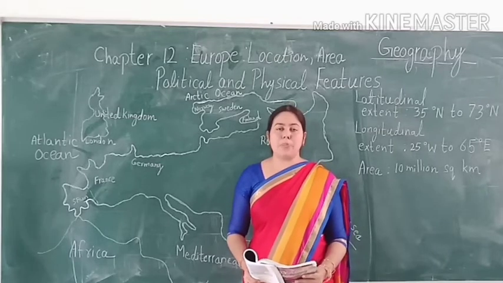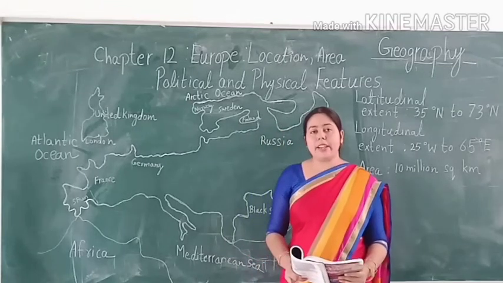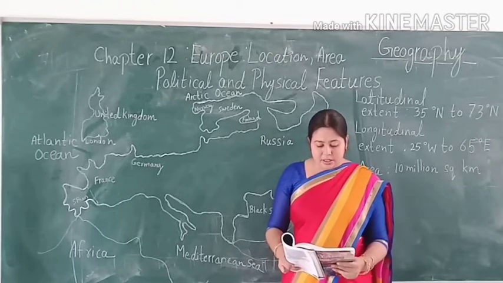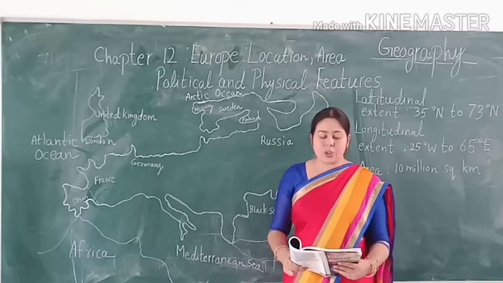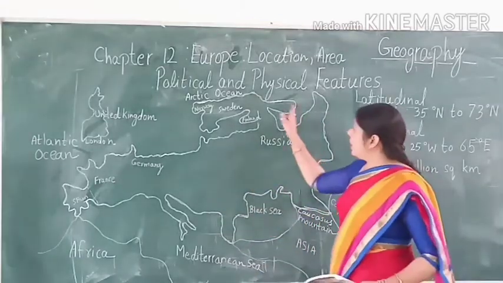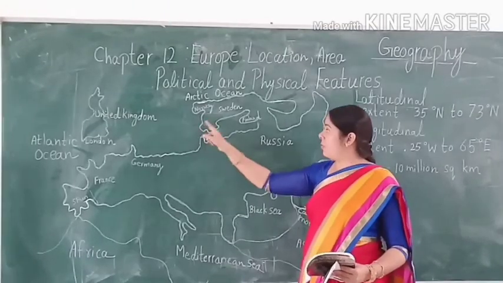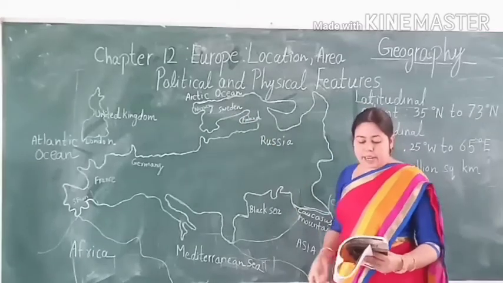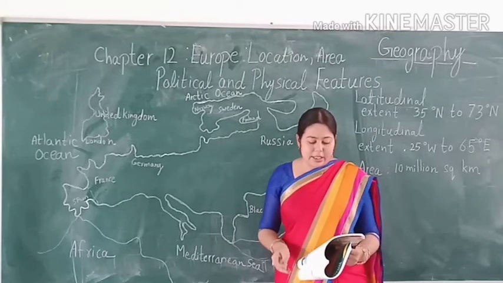Now let's learn about the political division of Europe. Although Europe is a small continent, it has 50 countries. The Scandinavian countries include the northern countries of Norway, Sweden, Finland, Denmark and Iceland. So what are the Scandinavian countries? Norway, Sweden, Finland, Denmark and Iceland. These countries are all called the Scandinavian countries.